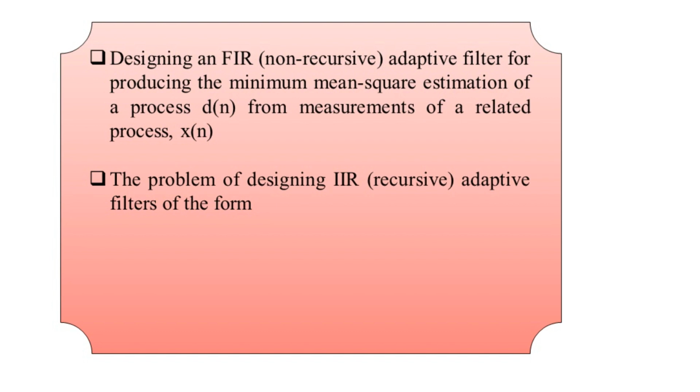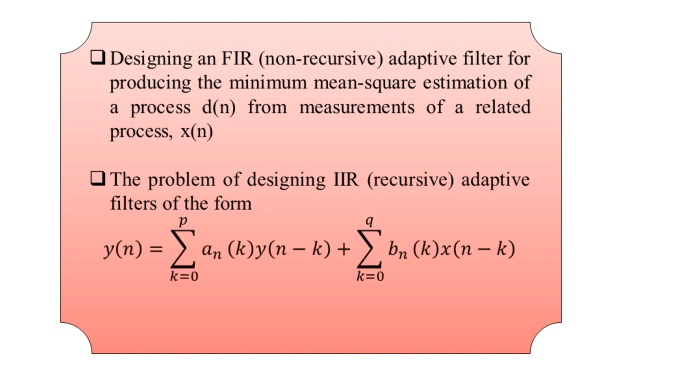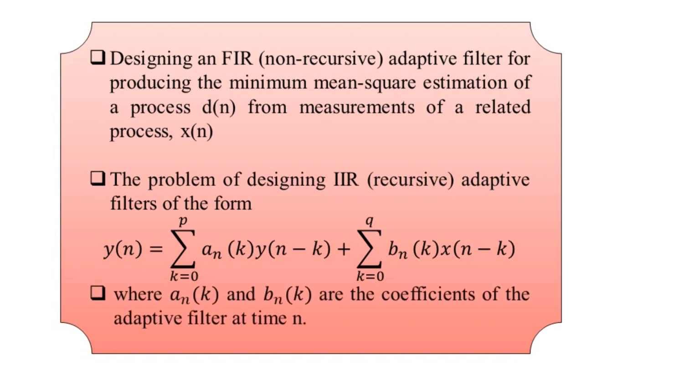Mathematically, the representation of the adaptive recursive filters can be given as y of n is equal to the summation k equal to 1 to p of a suffix n of k multiplied by y of n minus k, added to the summation k equal to 0 to q of b suffix n of k multiplied by x of n minus k. In this notation, a suffix n of k and b suffix n of k are the coefficients of the adaptive filter at time n.